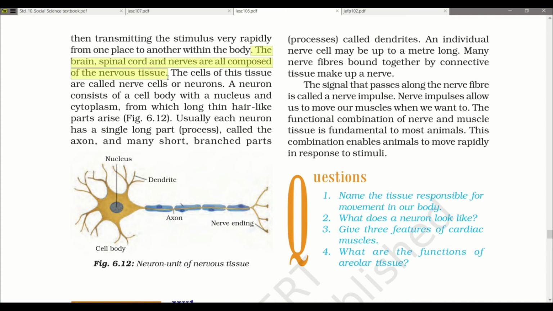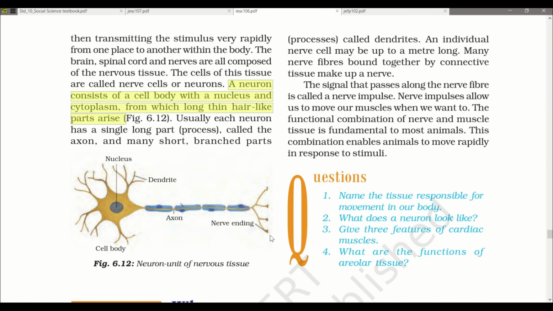So nervous tissue is such tissue which makes our body aware of its environment, and it sends and receives signals from the brain and the spinal cord. The cells of this tissue are called nerve cells or neurons. A neuron consists of a cell body with a nucleus and cytoplasm from which long, thin hair-like parts arise.